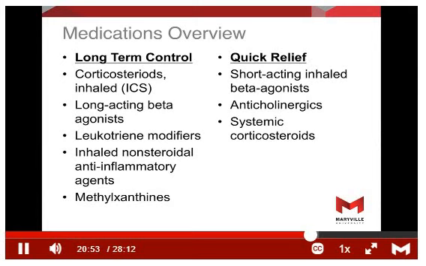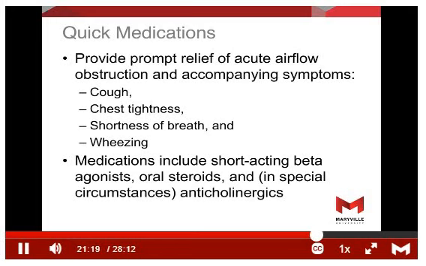Medication overview. Long-term control is your inhaled corticosteroids, your long-acting beta agonists, which would be your LABAs, your leukotriene modifiers such as Singulair, your inhaled non-steroidal anti-inflammatory agents, and your methotrexates. Quick relievers are your short-acting inhaled beta agonists, your anticholinergics, and systemic corticosteroids. Quick relief medications provide prompt relief of acute airway obstruction and accompanying symptoms such as cough, chest tightness, shortness of breath, and wheezing. Medications, like I said, include your short-acting beta agonists, your oral steroids, and anticholinergics.